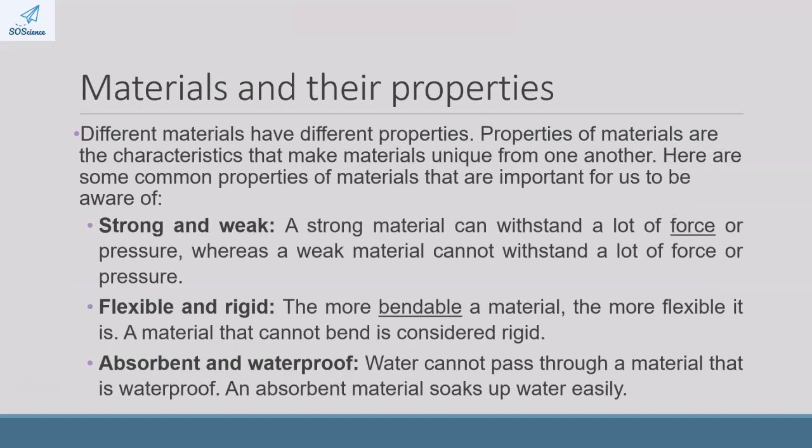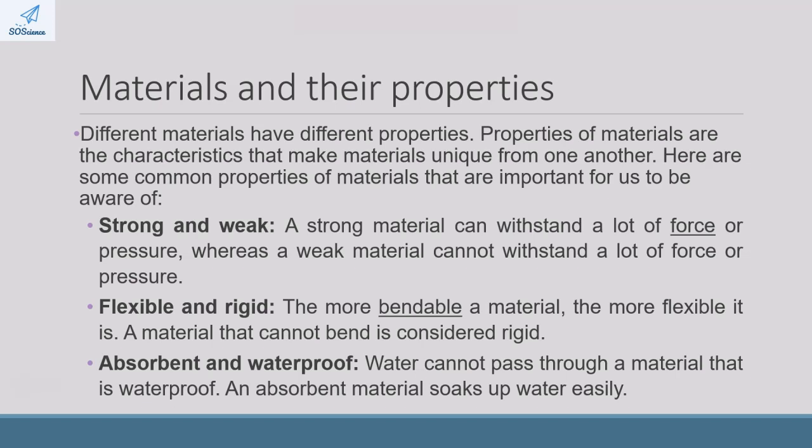So different materials have different properties, and properties of materials are the characteristics that make materials unique. So you might choose a raincoat because it has a special characteristic of being waterproof. You might choose to build a home out of bricks because bricks are strong.